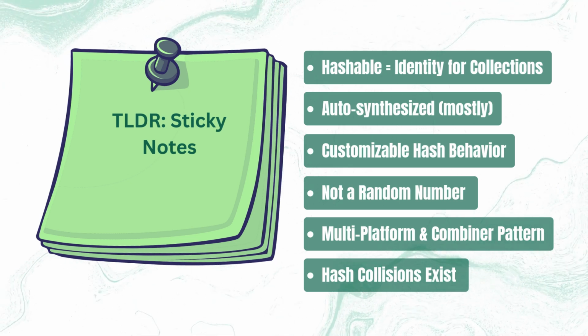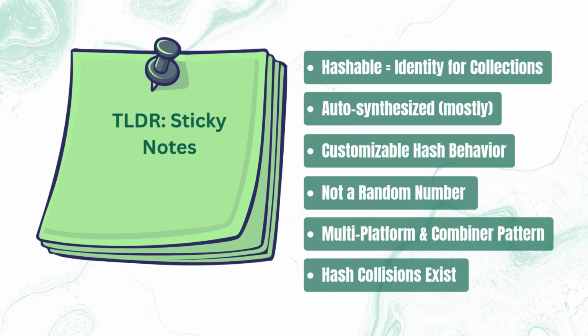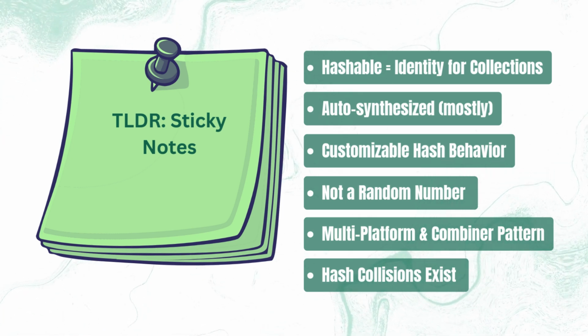Hashable might seem simple, but it's a cornerstone of Swift's collection types. By enabling efficient lookups, it powers some of the most common operations in Swift programming.